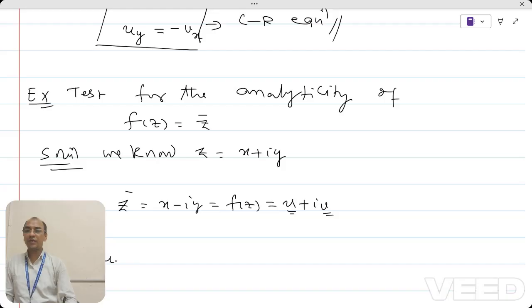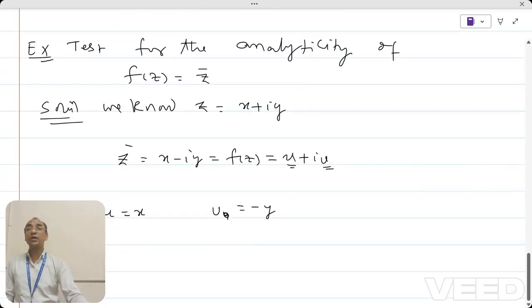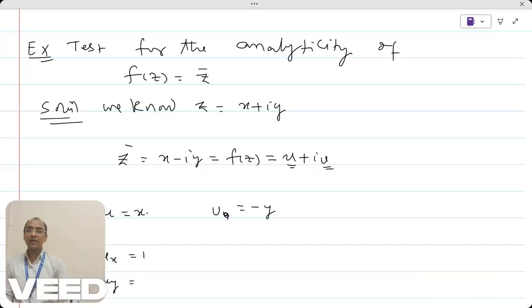So now here, what is my u? u is nothing but x. And what is our v? v is nothing but minus y. Now whether it is satisfying the CR equation or not, we will check. So let me find ux. Derivative of u with respect to x is 1. Then I will find uy. Derivative of u with respect to y is 0. Similarly, I will find vx, derivative of v with respect to x is 0, and vy, derivative of v with respect to y is minus 1.